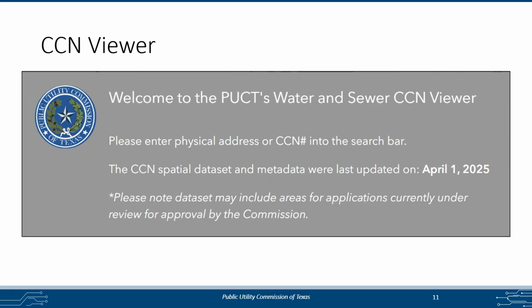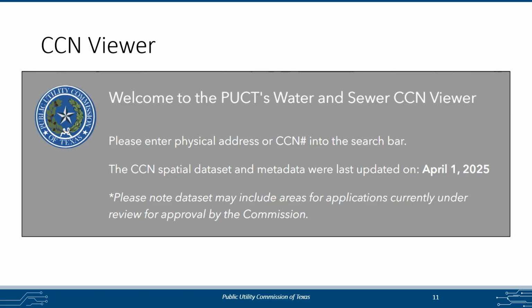Once you click into the viewer, if you click onto that map or any of the other links available on the webpage, this is the first pop-up you'll see. It's important to note the date when the spatial data set and metadata were last updated. On this screenshot, it's April 1st. I think we actually just recently updated, because the data on the viewer is updated quarterly. One last thing, in that bottom note, is that some of the CCN boundaries displayed on the viewer may not be formally approved and have pending dockets that haven't been approved by the commissioners or the commission. Those can be recognized in the attribute table of the CCN viewer that I will highlight later.